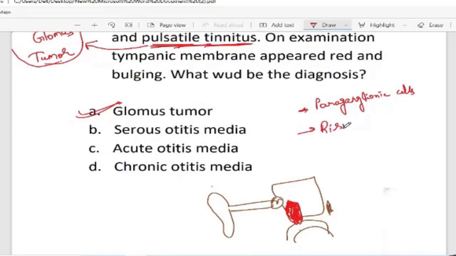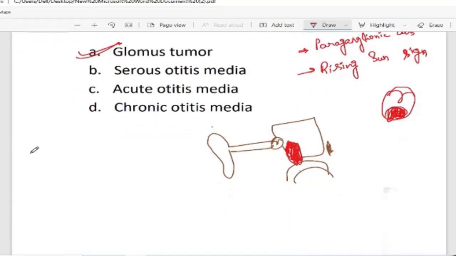They will have a typical rising sun sign. What is rising sun? Like a sun is appearing. If you look at the tympanic membrane, there will be some reddish appearance like a sun is rising. Look like this. And this glomus tumor, what are the other things? This is also a benign tumor. It is locally invasive. It also presents with profuse bleeding.